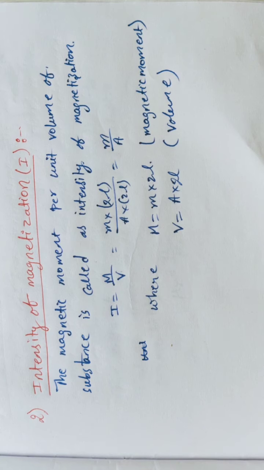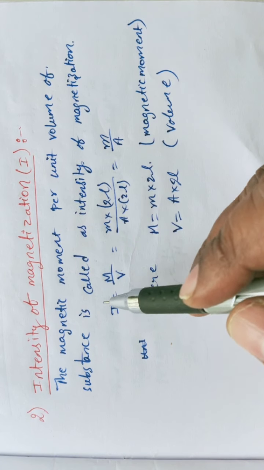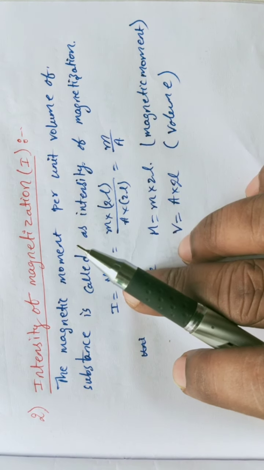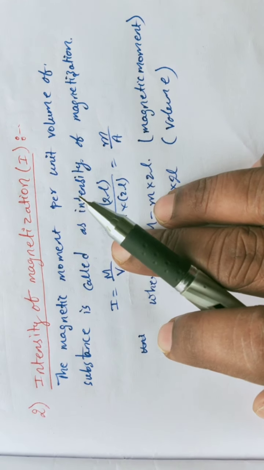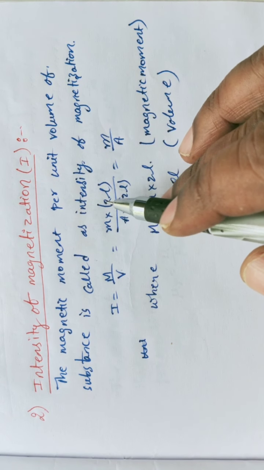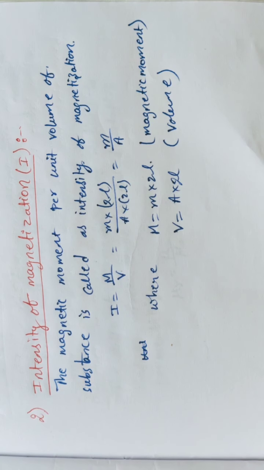We will represent it so. Once go through the statement here: the magnetic moment per unit volume of a substance is called intensity of magnetization. The main formula is I equals M by V. This is equivalent to M into 2L, that is pole strength into length of the magnet. How have I represented the length of the magnet here? 2L.